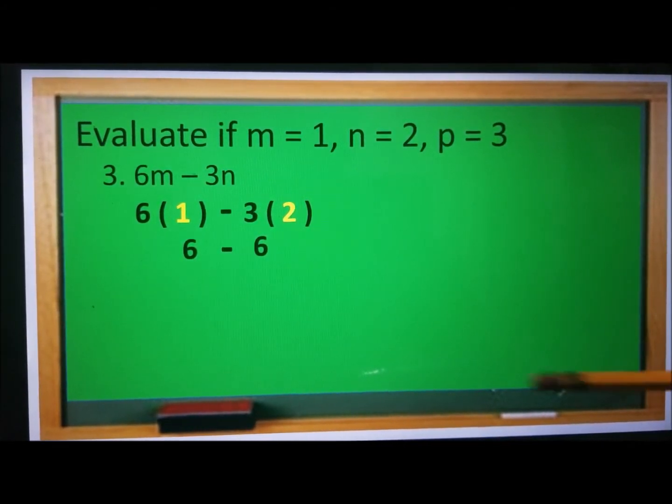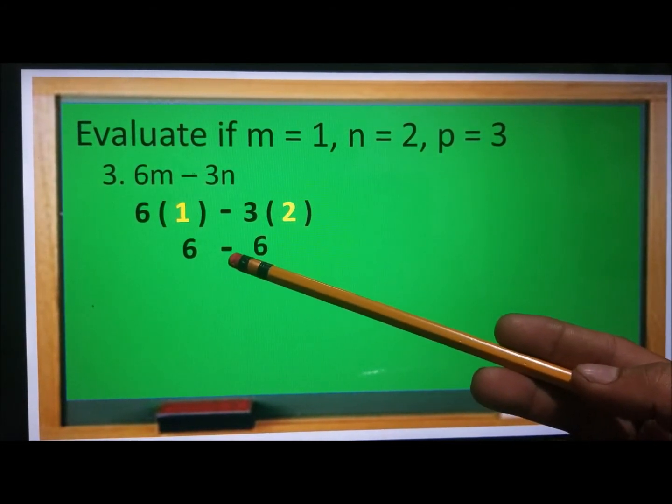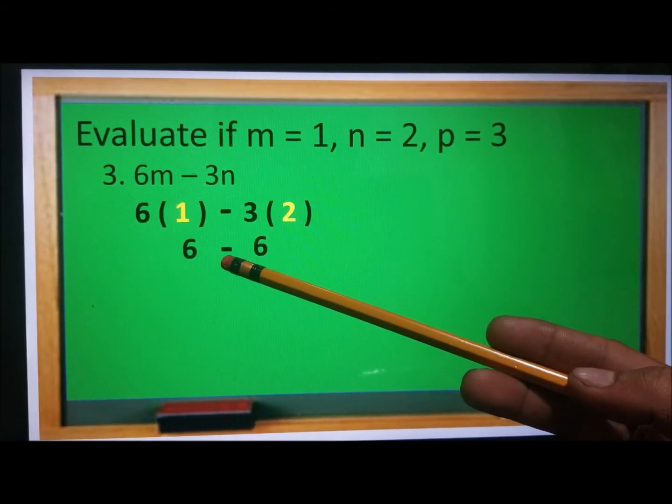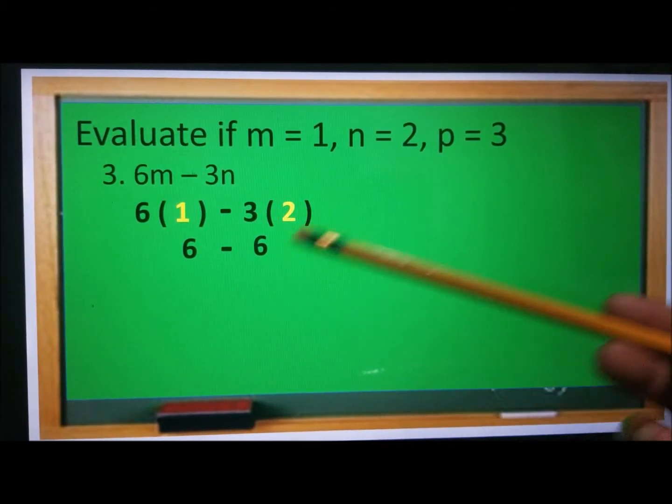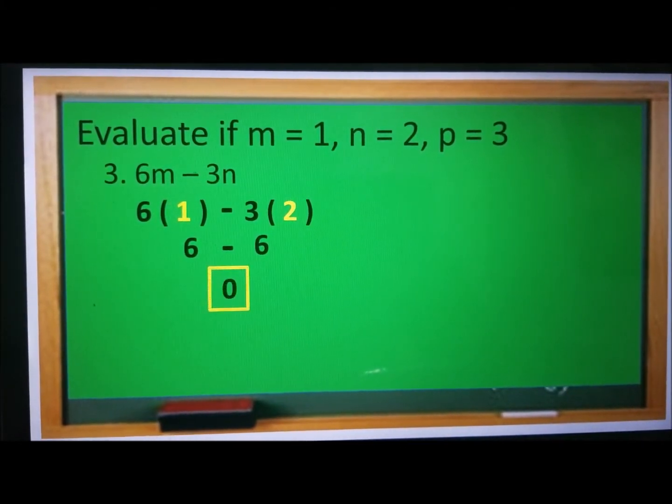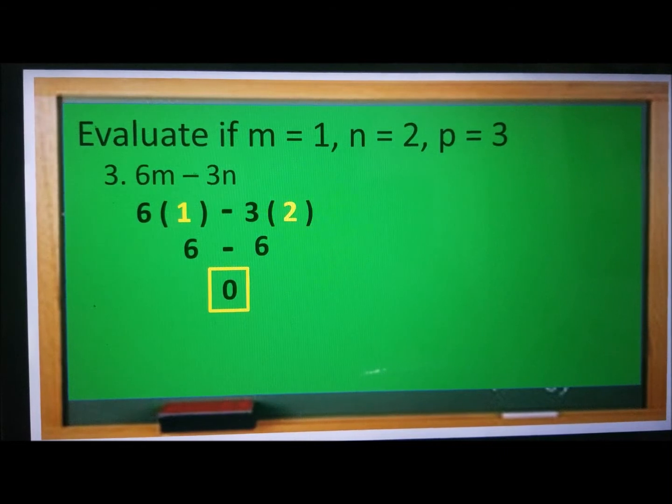Then finally we only have subtraction here, so we just have to subtract 6 by 6. So 6 minus 6 would be 0. So when we evaluated 6m minus 3n, the resulting value would be 0.